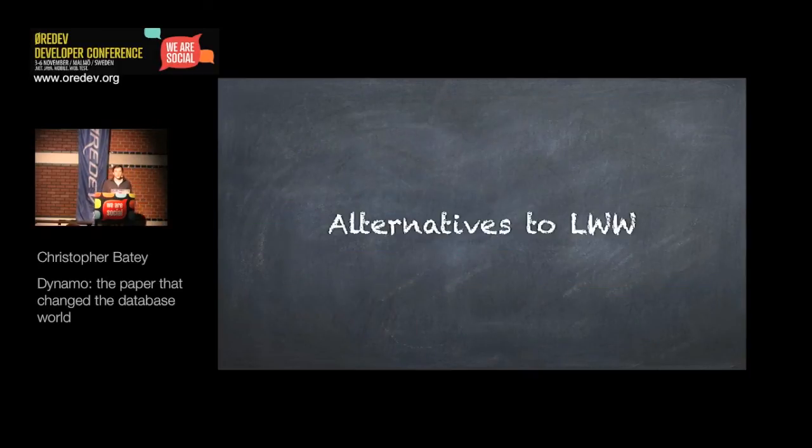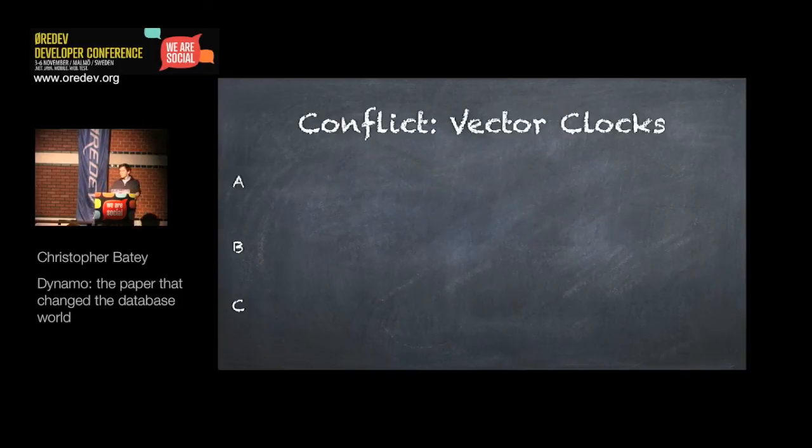So what alternatives have we got to last write wins? The Dynamo paper discusses how Amazon did it, and they had two options. It was a key value store, so they had last write wins that they used for data which they didn't mind losing, things like session state. But for things they really didn't want to lose updates for, the example used is shopping baskets, they use vector clocks. Vector clocks are very old.